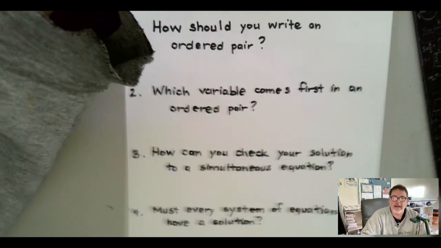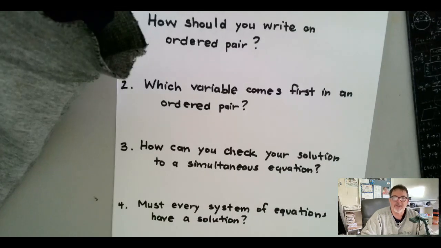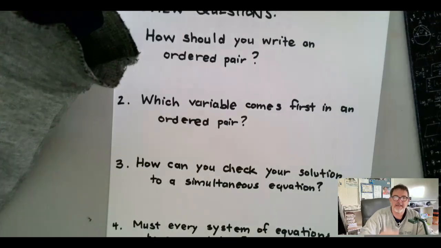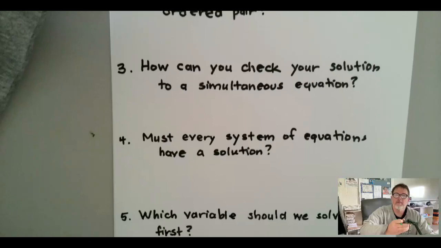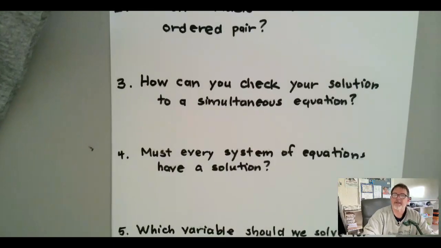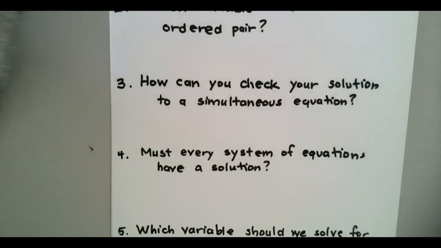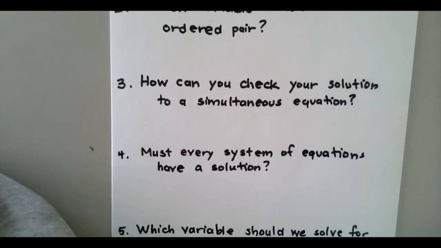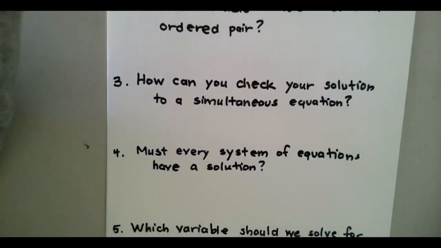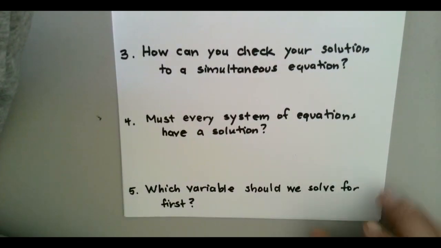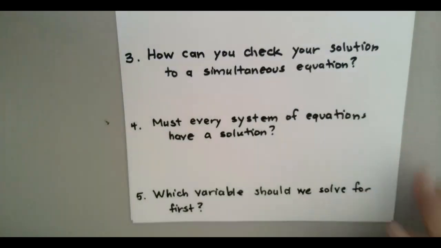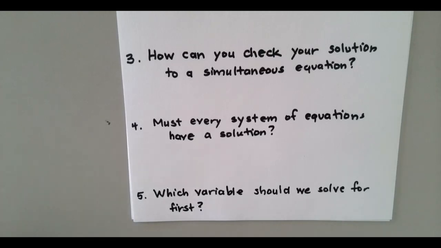Number 3, how can you check your solution to a simultaneous equation? Number 4, must every system of equations have a solution? And number 5, and this is going to come up when we start solving with advanced ones, which variable should we solve for first? Again, maybe pause it just for a minute while everyone gets a chance to answer those 5 questions.